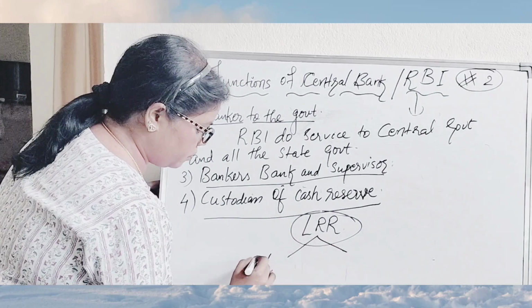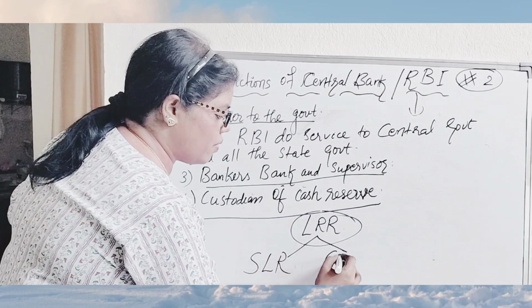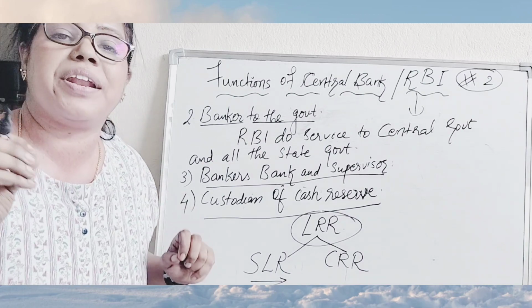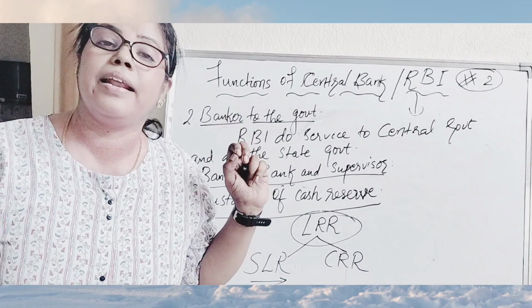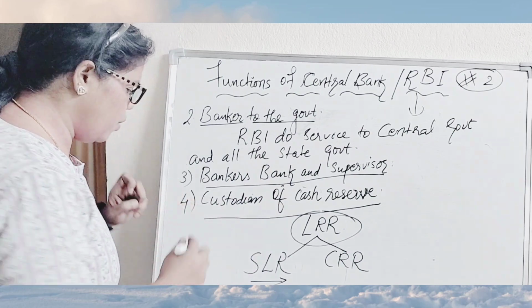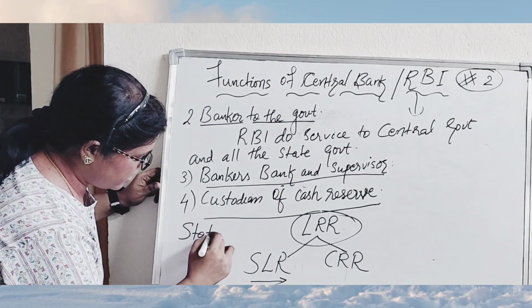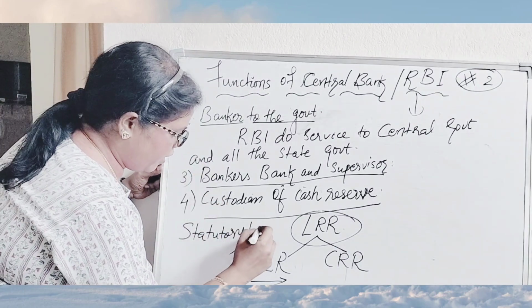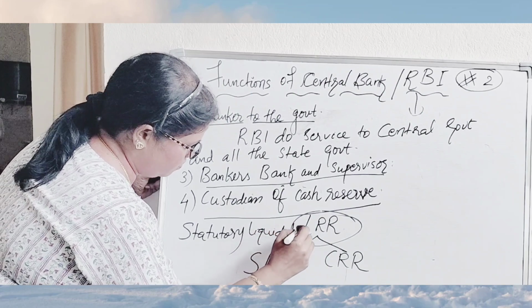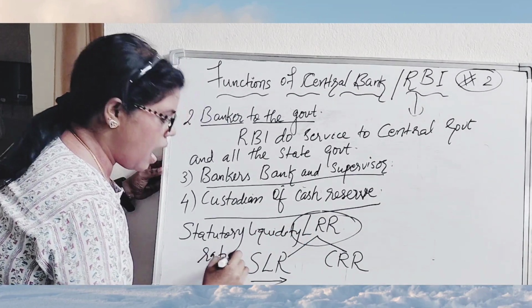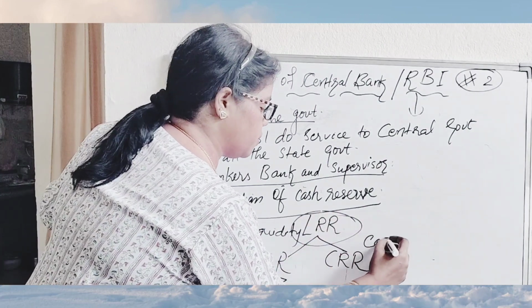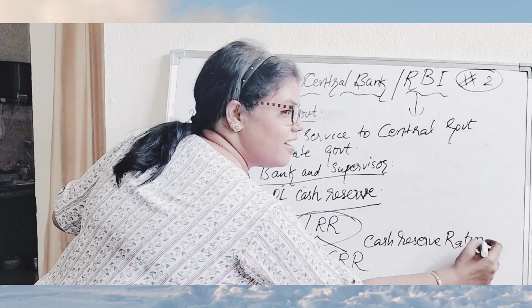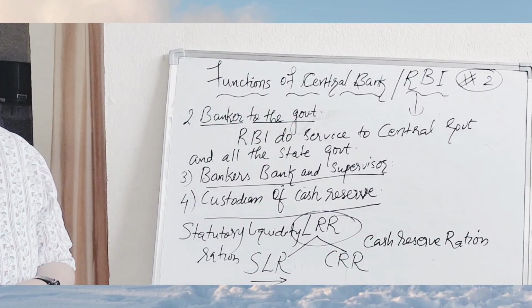Understand? So there are two categories of legal reserve ratio. One is SLR, statutory liquidity ratio, and the other one is CRR, cash reserve ratio. Statutory liquidity ratio and cash reserve ratio.